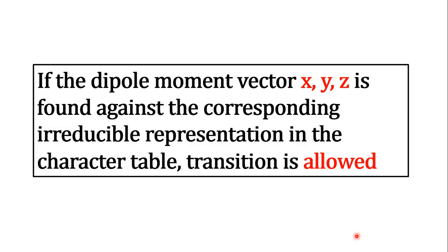Now we have to find out which of the transitions are allowed, and which of the transitions are forbidden, that is not allowed. For this, the dipole moment vectors x, y, z are looked for against the corresponding irreducible representation in the character table. If x, y, z is found, the transition is allowed. If x, y, z is not found, the transition is forbidden, not allowed. We are referring to x power 1, y power 1 and z power 1, and not x square, y square, z square, not xy, xz, yz, etc.